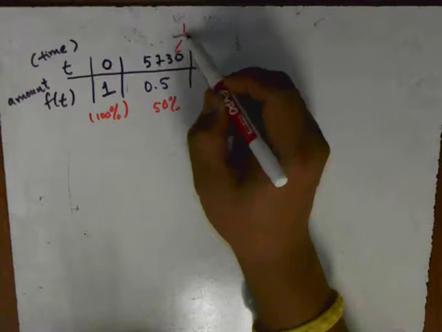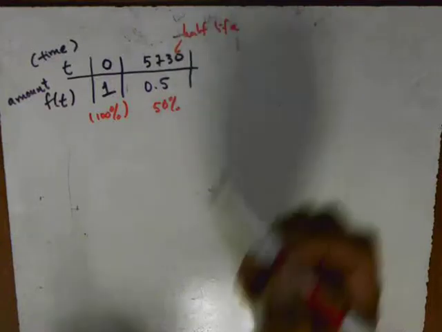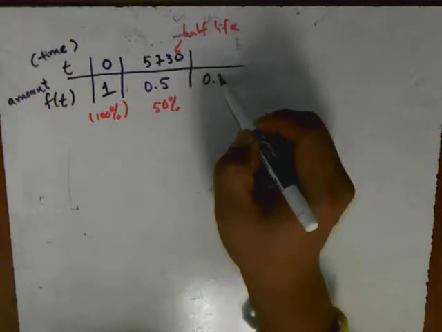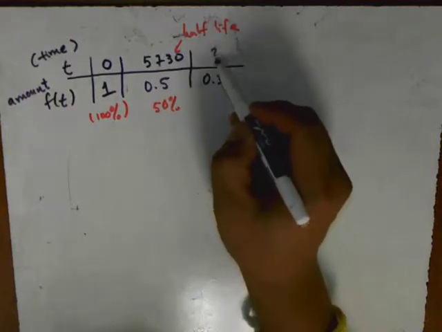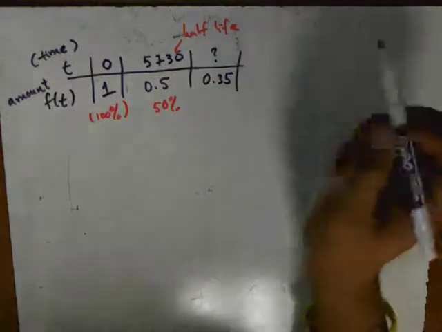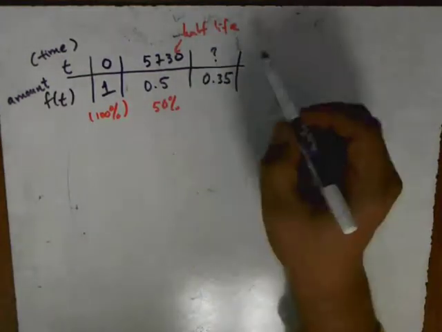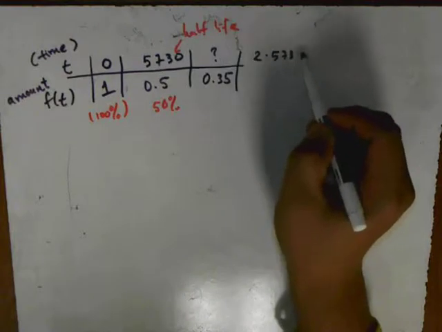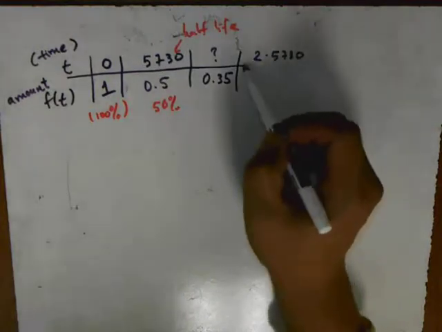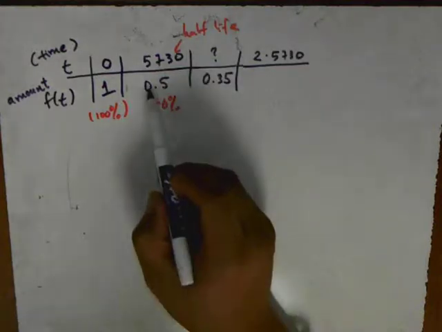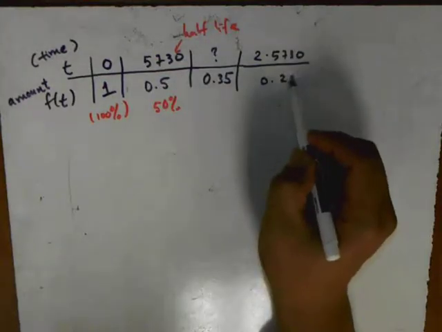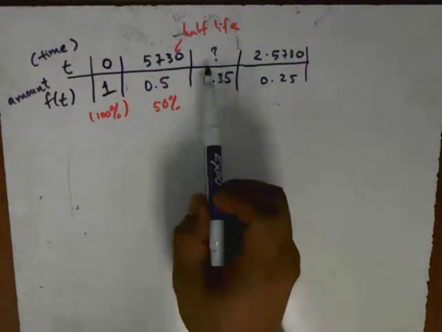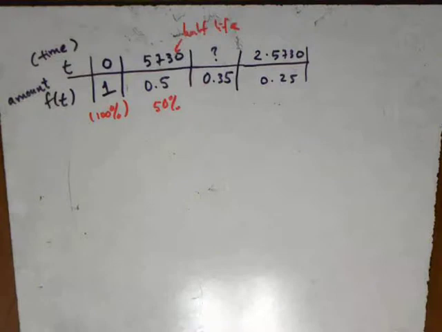This is the half-life. And one thing we don't know is how long it takes for us to get down to 35%. That's what we don't know. But we can continue this pattern, right? In another 5,730 years, so this is 11,460, we're going to get half of this number. So we have 0.25. And you can continue this pattern on and on forever, but we're interested in this particular case when there's only 35% of it left.